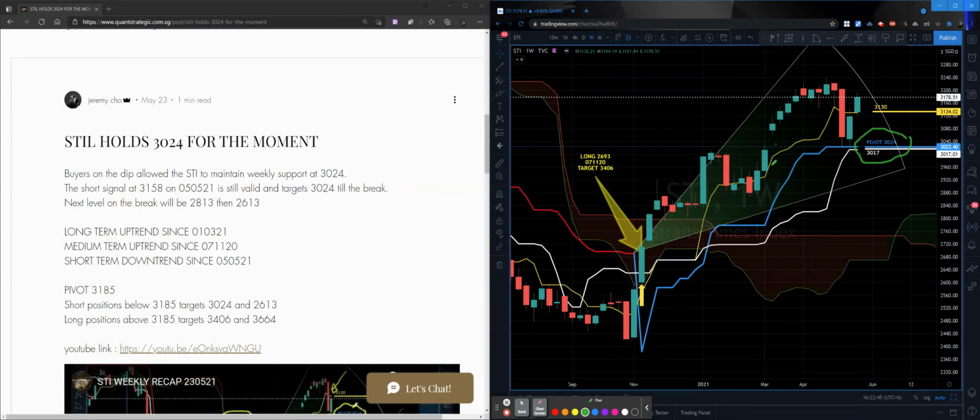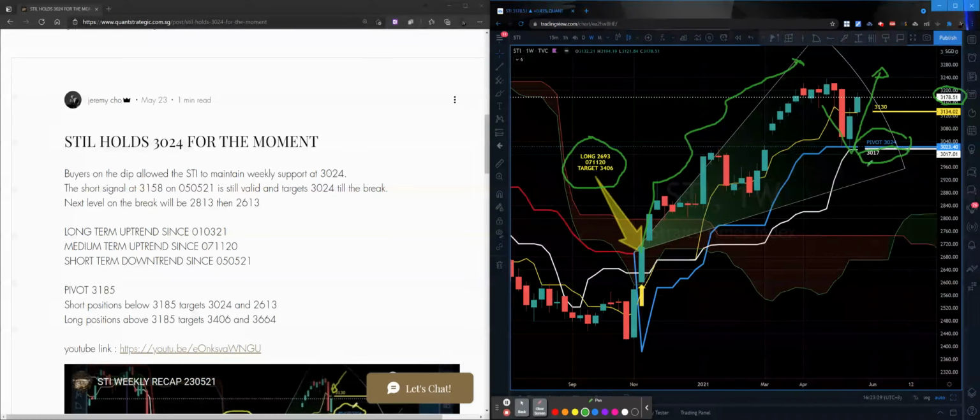That's why I say that the STI holds 3024 for the moment, because it's holding this pivot point that has been valid since the long signal issued at 2693 on the 7th of November 2020. That signal has served investors pretty well, where the STI has closed at 3178, maintained this pivot at 3024 and bounced off. The weekly uptrend on the Straits Times Index is still intact. That's why I say buyers on the dip allowed the STI to maintain the support at 3024 based on the charts. It's supported at the pivot at 3024.